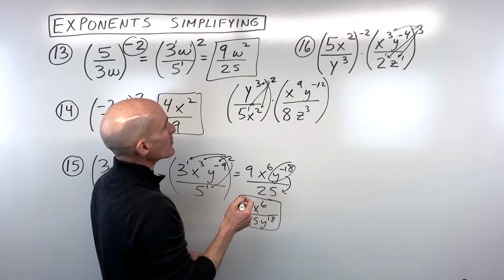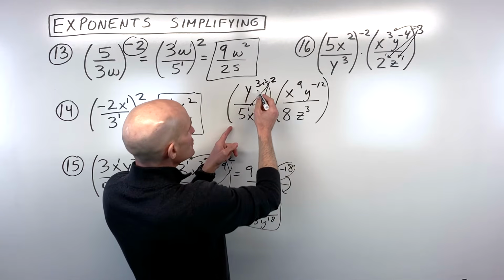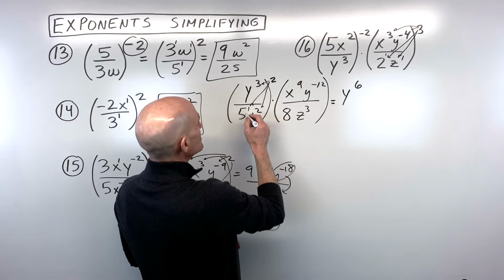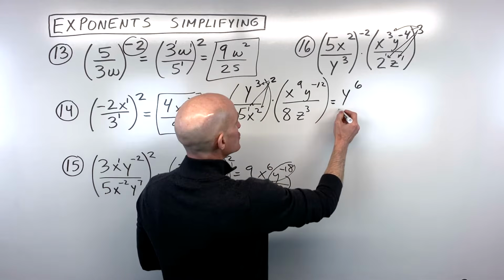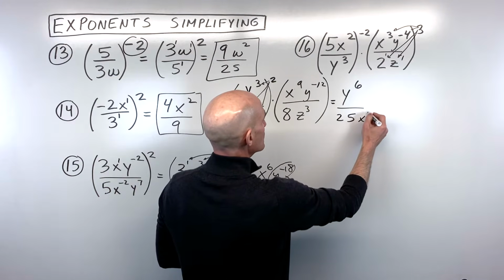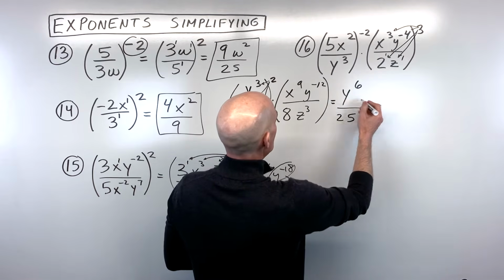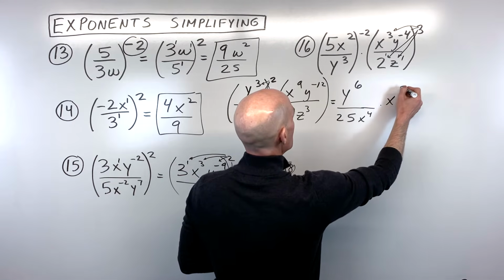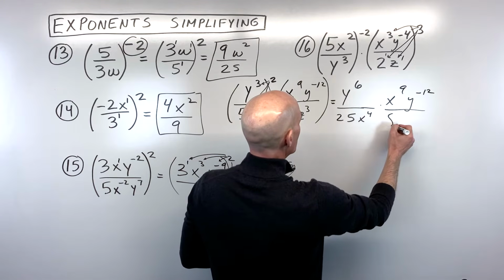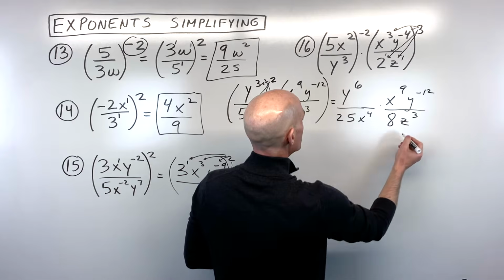So power to power, we multiply. So that's going to give us y to the 6th. And this is going to give us 1 times 2 is 5 squared, which is 25. And 2 times 2 is x to the 4th. Okay, and that's all multiplied by this quantity. So let's just rewrite that. X to the 9th, y to the negative 12th, over 8z to the 3rd.